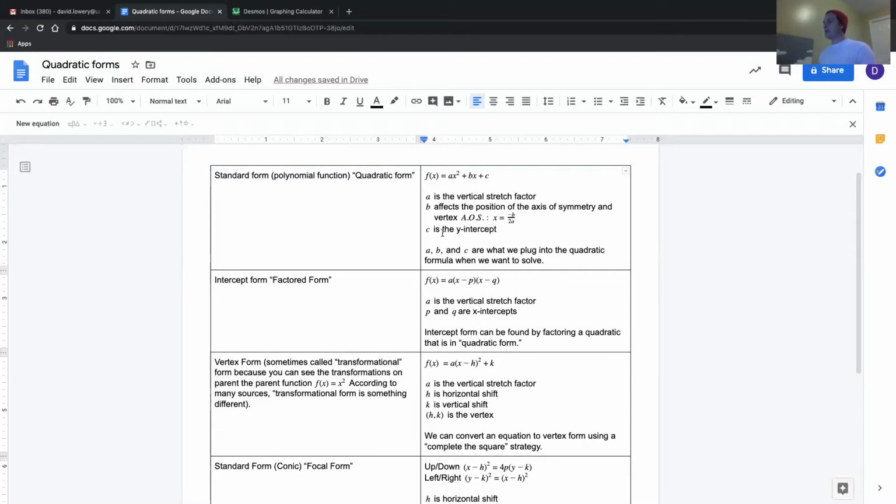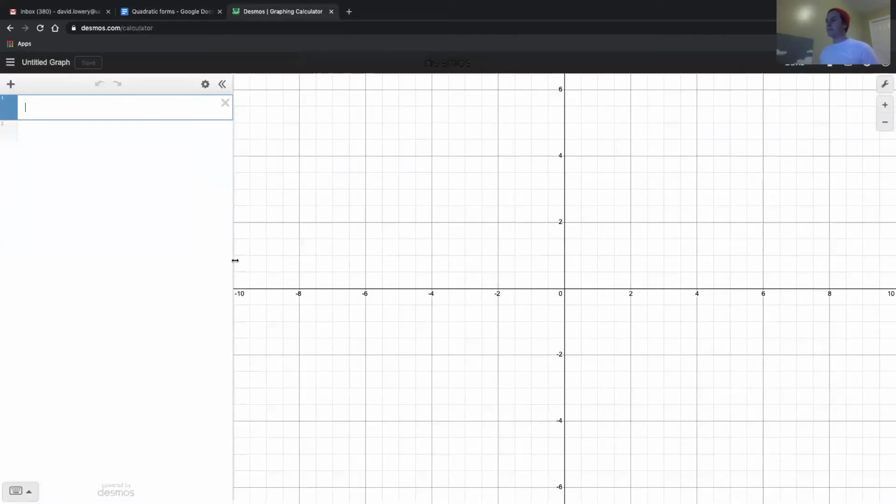What I'm going to do here is rewrite this function in Desmos, our graphing calculator, just so we can mess around with these letters and see what they actually do to the graph. So let's go ahead and switch over to Desmos. I'm going to show you how to do this. You can do this on your own and play around with this. It's actually kind of cool.